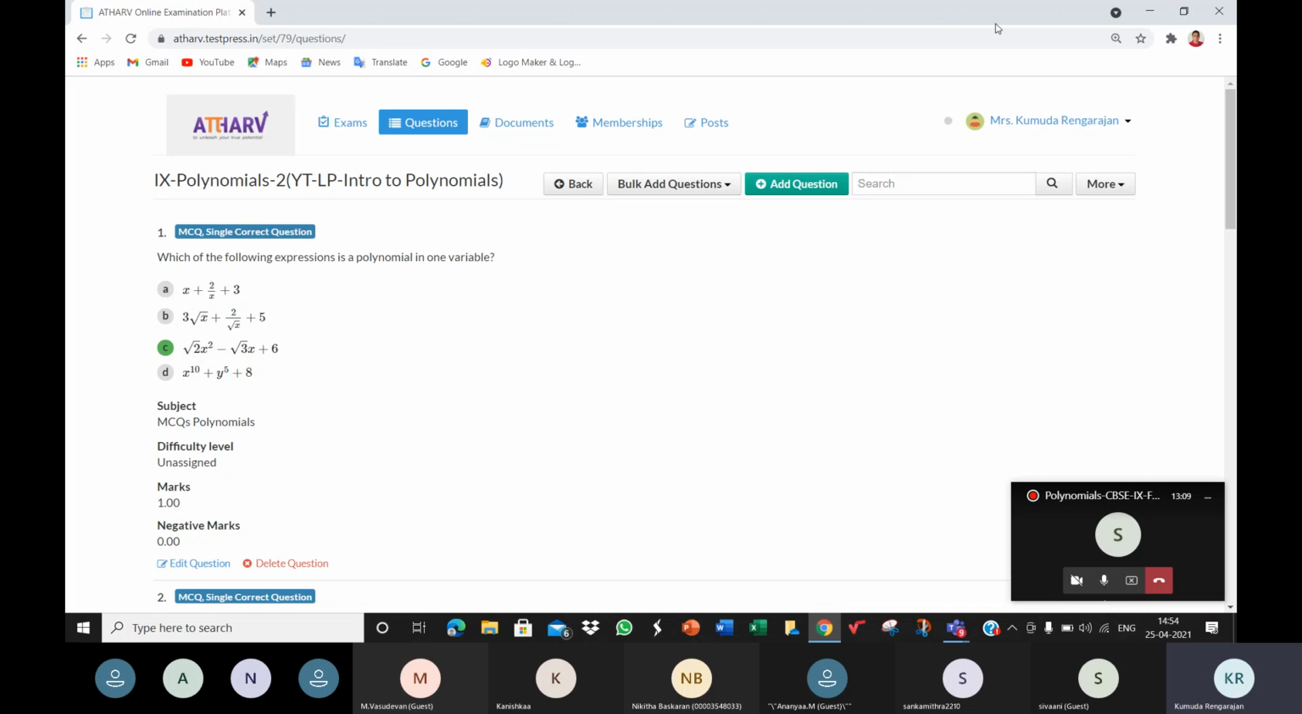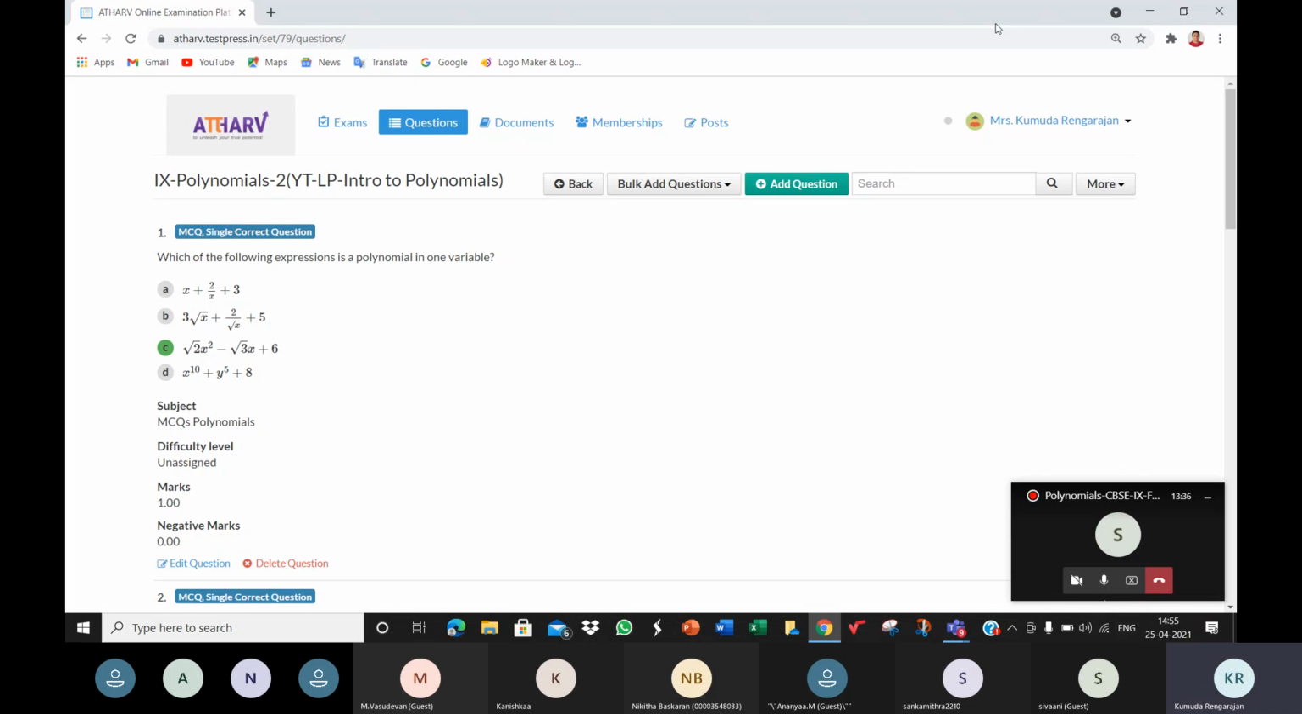D is also a polynomial. Now you understand what a polynomial is. So in D, there are two variables x and y. The power of x is 10, which is a whole number. The power of y is 5, which is also a whole number. So option D is an algebraic expression as well as a polynomial in two variables x and y.